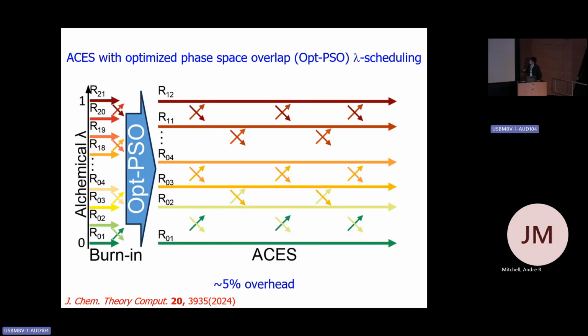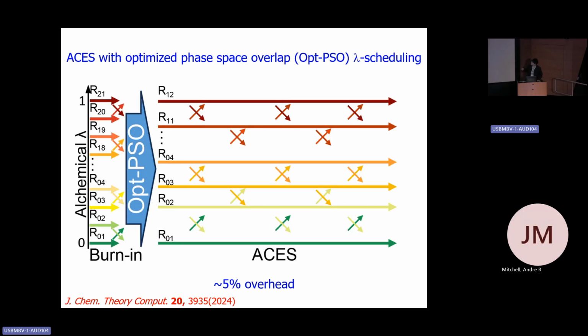The idea here is to use ACES with the optimized phase space overlap lambda scheduling. We will first run a very short burn-in simulation with a large number of lambda windows. In this particular case, I was using 21 lambda windows. The burn-in simulation is typically around several hundred picoseconds. Here, it is 500 picoseconds.